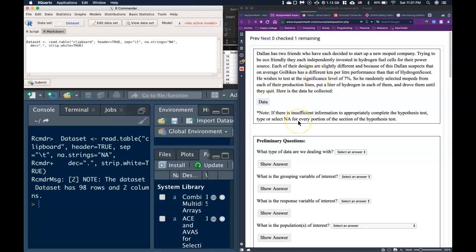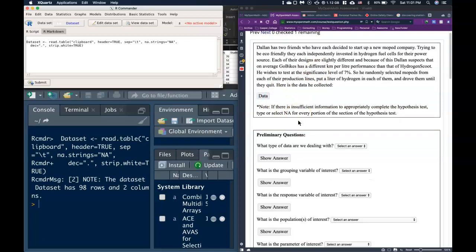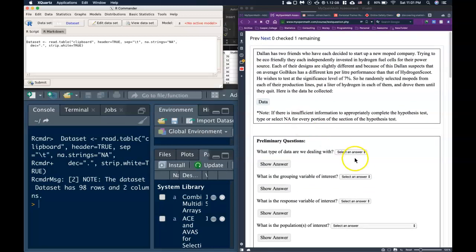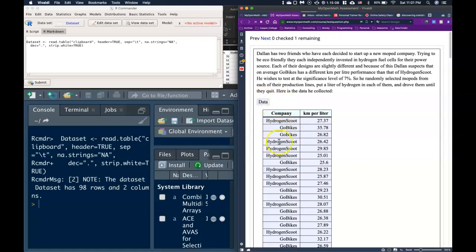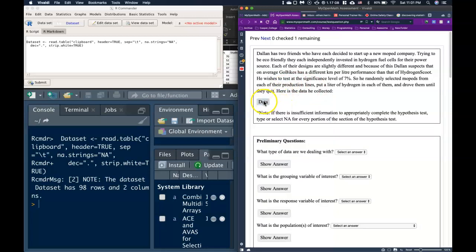Okay, so let's start off with some of these preliminary questions. What type of data are we dealing with? We're actually dealing with two. We've got categorical data, and over here we've got numerical data. Which one are we really interested in? We're really interested in this piece of numerical data, and we're just dividing it by the groups or the company that we're dealing with. So the type of data is numerical.